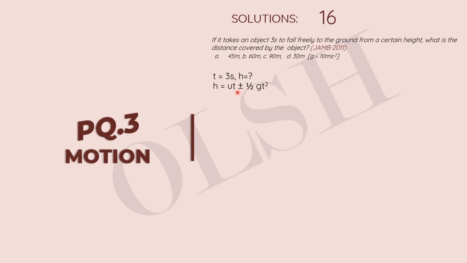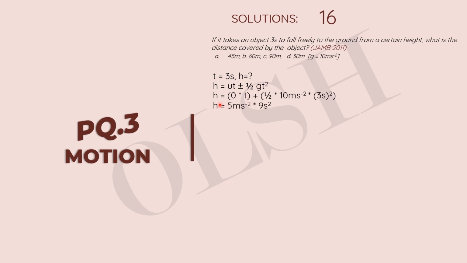Our initial velocity is obviously 0 because it's an object that fell freely to the ground, so the initial velocity must have been 0. We have g to be the gravity, which is 10 meters per second squared, and t to be time, which is 3 seconds. So bringing those into the equation, we have 0 times t plus half times 10 meters per second squared times 3 seconds squared. This is positive because the object is falling in the direction of the pull of gravity. If it's going against the pull of gravity, then it will be negative.